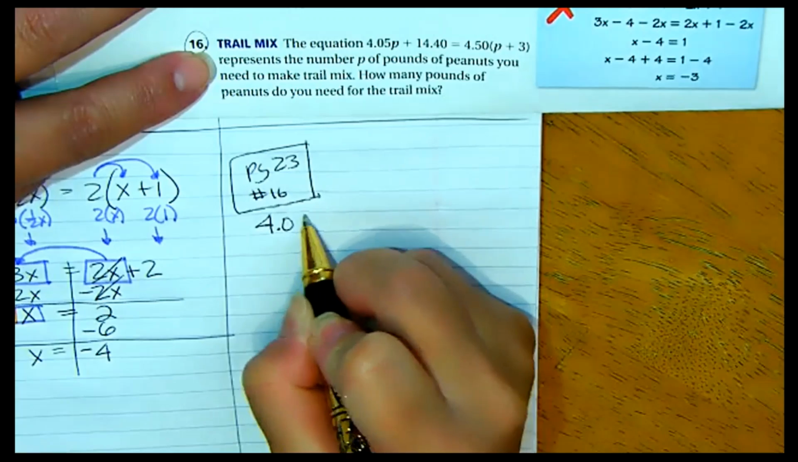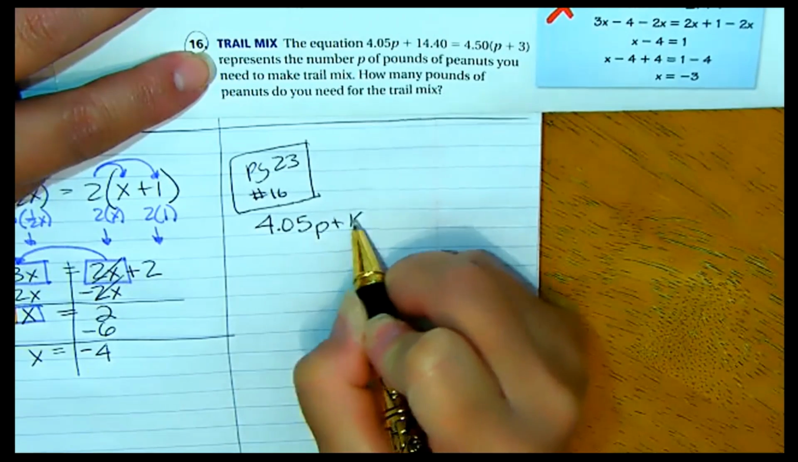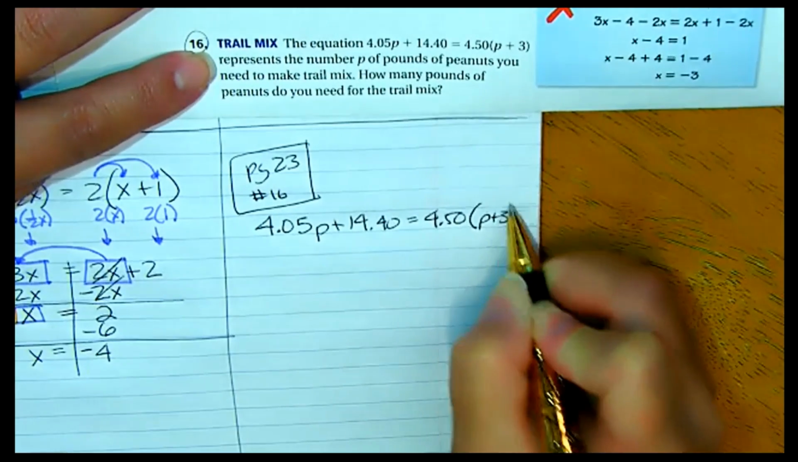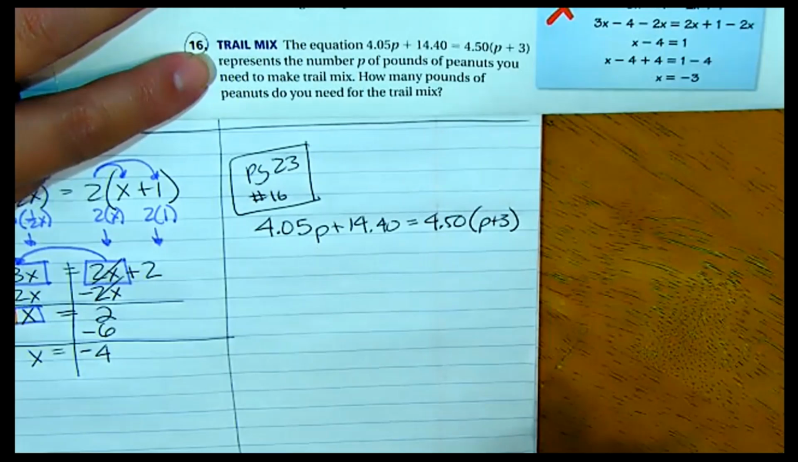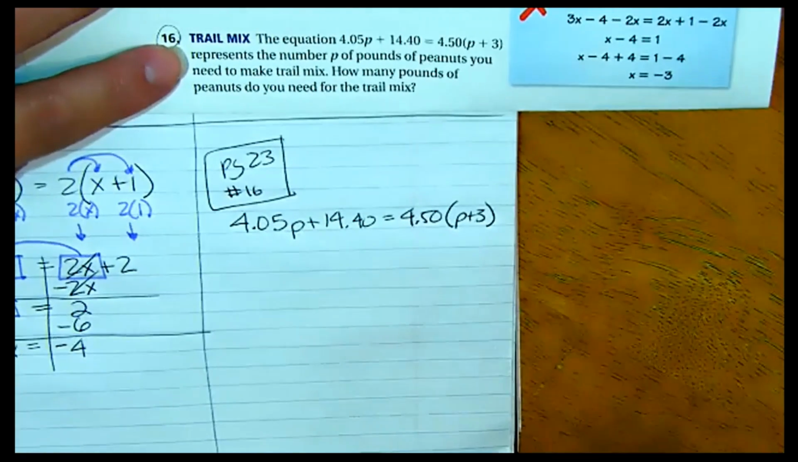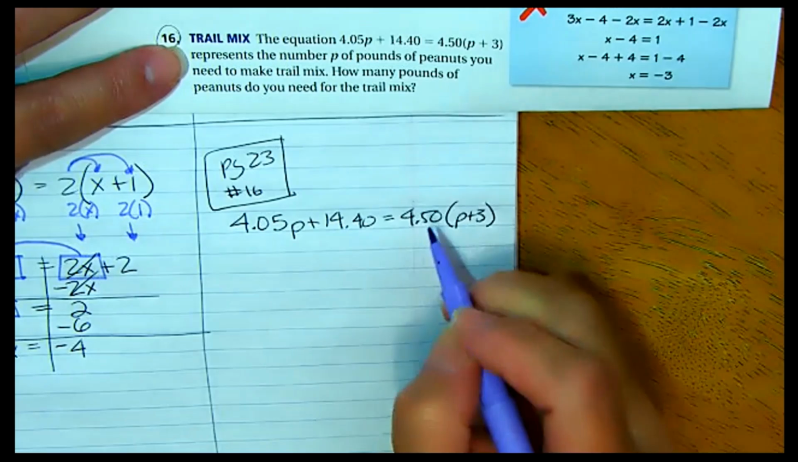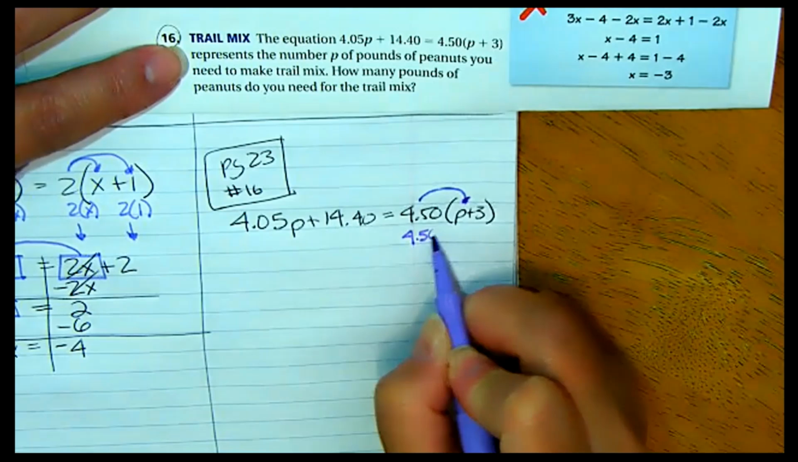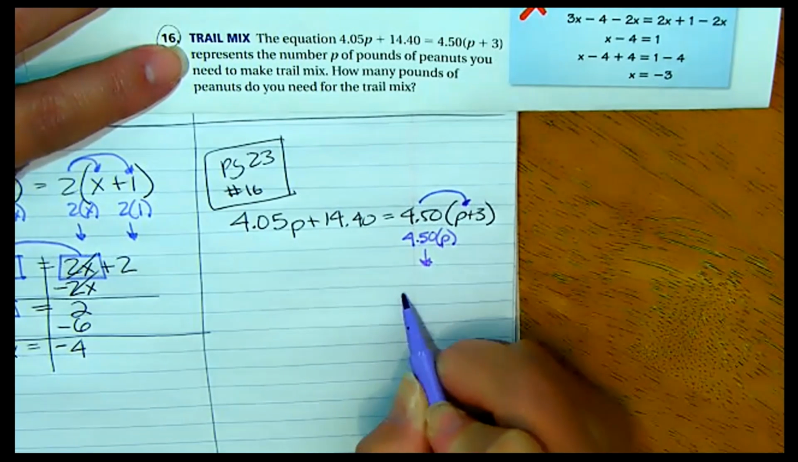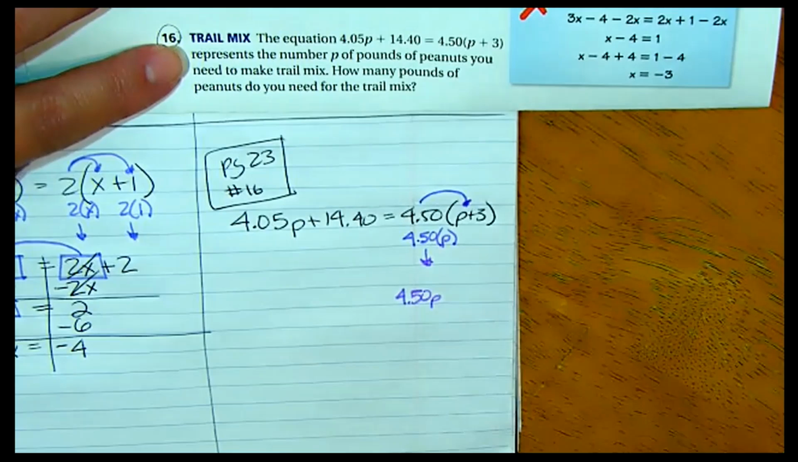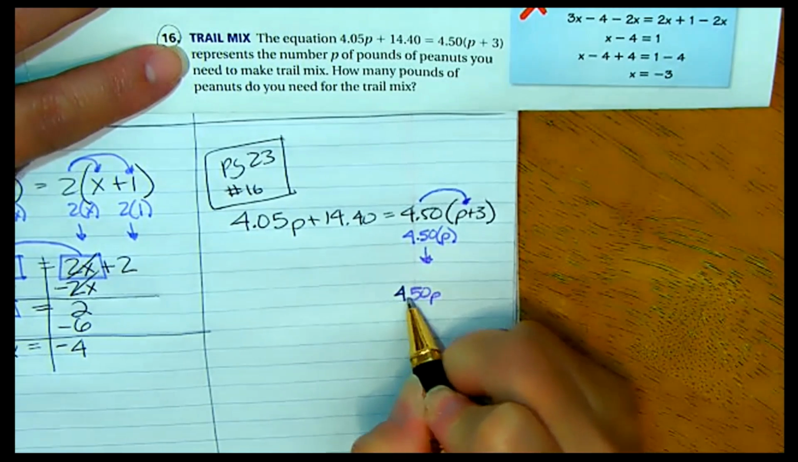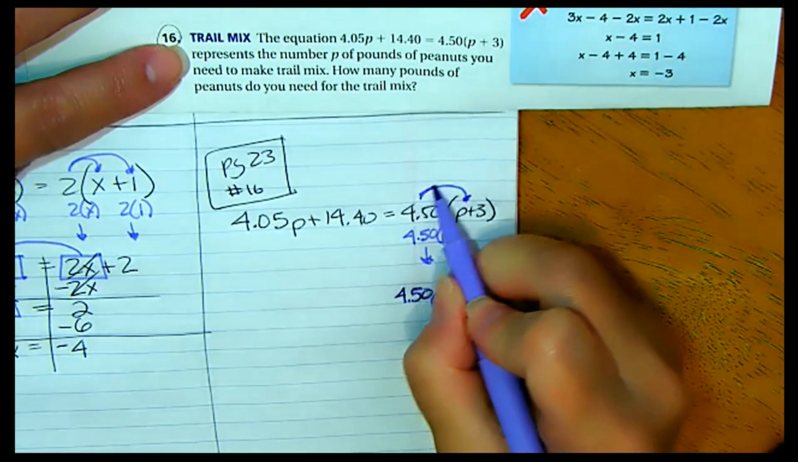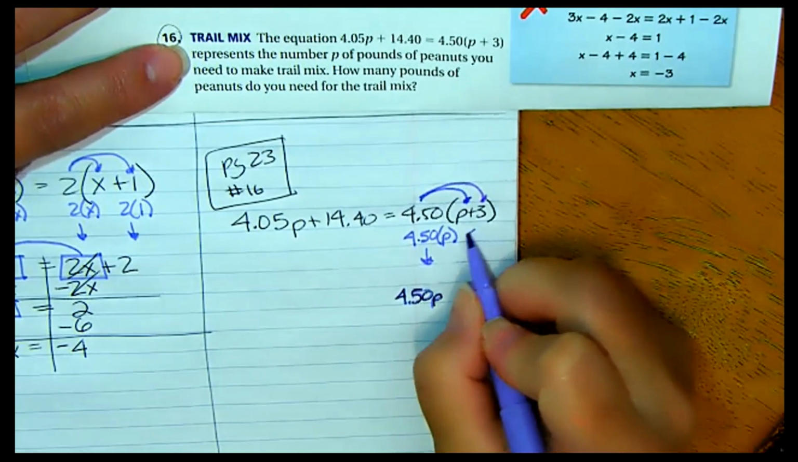So they're giving us the equation. What we need to do first is distribute. So this is 4.50 times P, which is going to be 4.50 P. Then we have 4.50 times 3.